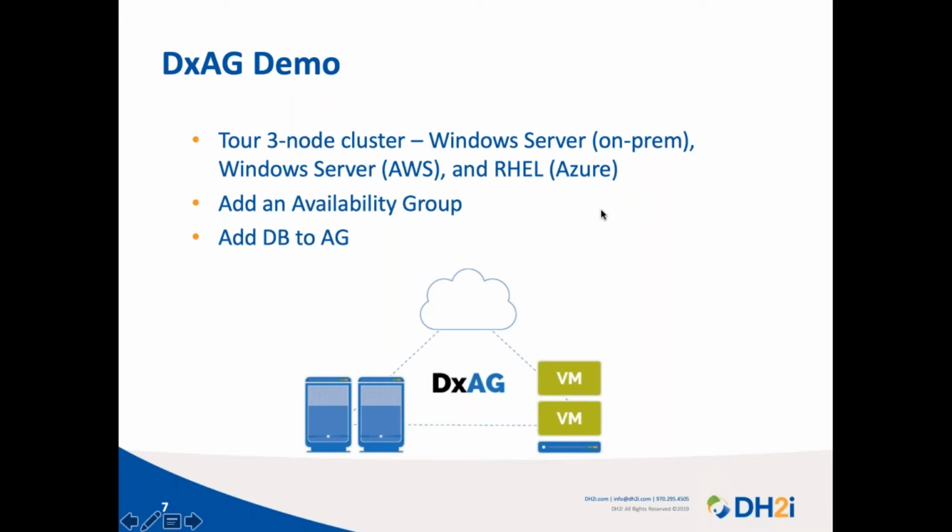So, a very unconventional cluster, and I joined them all together using our secure tunneling technology, allowing them to join without the use of a VPN, without a direct link, or any of those other types of complexities, no open ports whatsoever. Then I'm going to add an availability group, to show you what the process is like to create that availability group across those 3 nodes. And then we'll show how to manage the databases associated with that availability group.